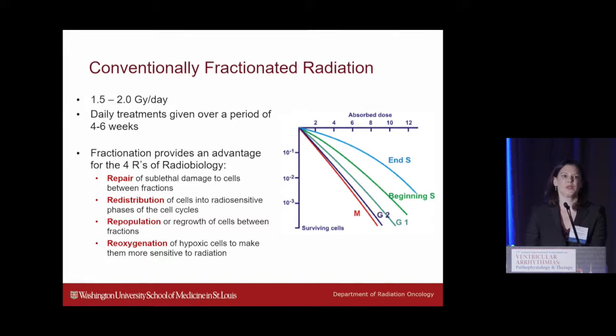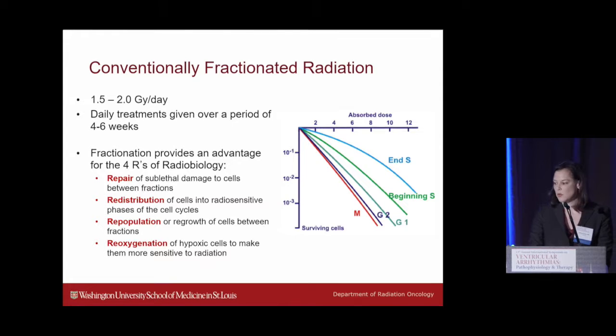Now, usually when people think of radiation therapy, they think of conventionally fractionated radiation therapy, where we give a relatively low dose of radiation daily over a period of 4 to 6 weeks. The reason for this fractionation schedule and this number of treatments is to take advantage of what we call the 4 classic tenets of radiobiology. The first is that tumor cells, because we're thinking from the perspective of a tumor cell, can repair sublethal damage, so they do need multiple treatments.